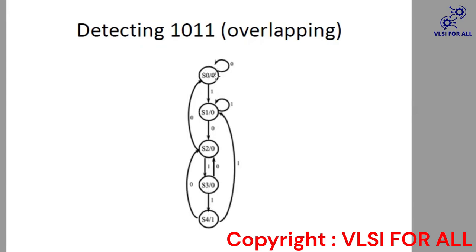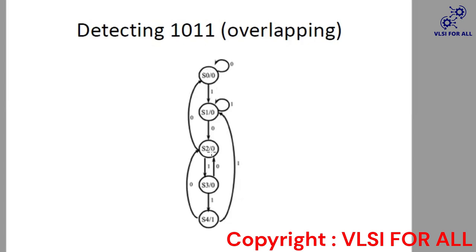But when our input is 1, we will move to S1. For S1, when the input is 0, because 0 is in our sequence, we will move to S2. And when the input is 1, we will remain in S1. In both cases, the output will be 0, because our output will be 1 only when the whole sequence is detected.